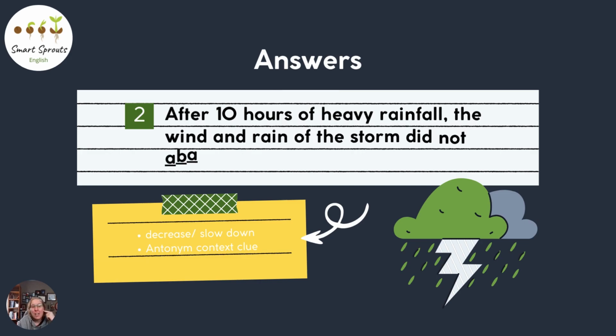That's right. If you said abate is an antonym clue, the word, which is the opposite, is intensify. So abate means to slow down or decrease. So after 10 hours of heavy rain, it was still raining really heavily. And in fact, it actually got stronger. So this is an example of an antonym clue. A good tip here is the word rather. Rather often indicates a word that's the opposite.